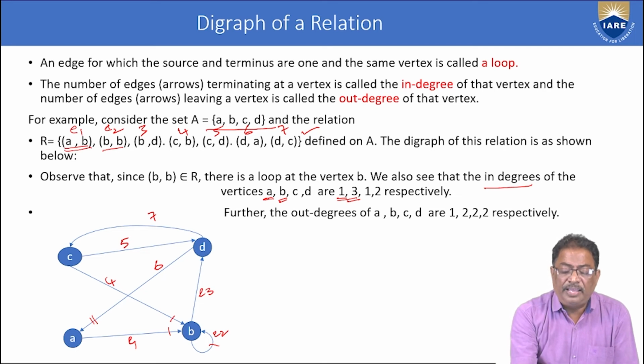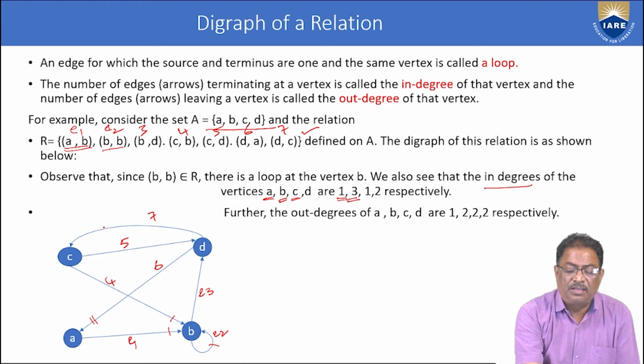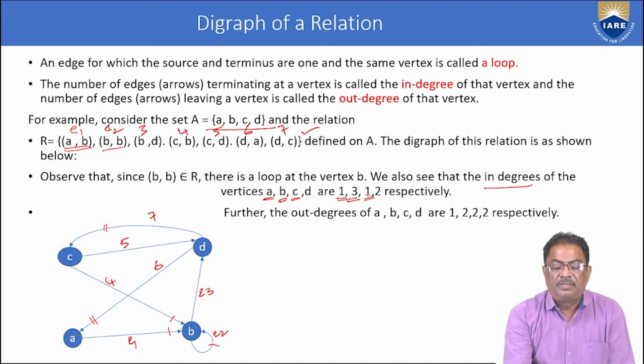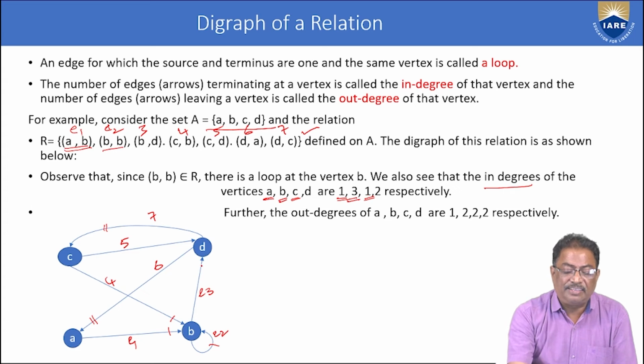Now, the in degree of the vertex C. The in degree of vertex C is only this, E7, only 1. The in degree of vertex D: this is 1 and this is 2. So, this is 2.